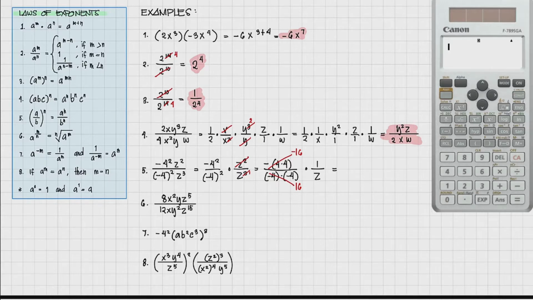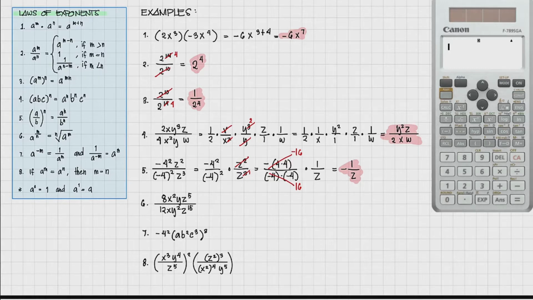And let's wait for it while it's writing. There's some delay on the video. So let me just check again. And there you go. So it's negative 1 over z.